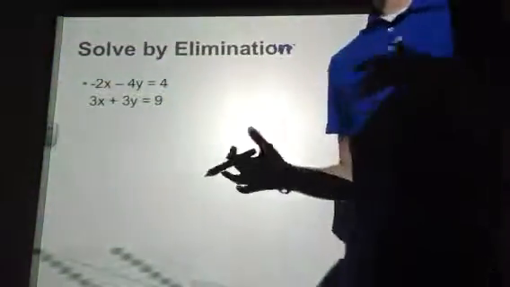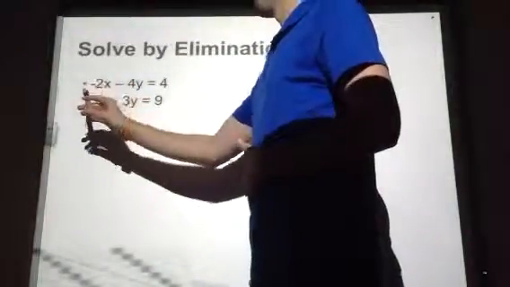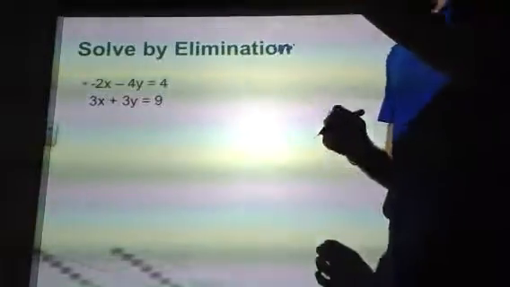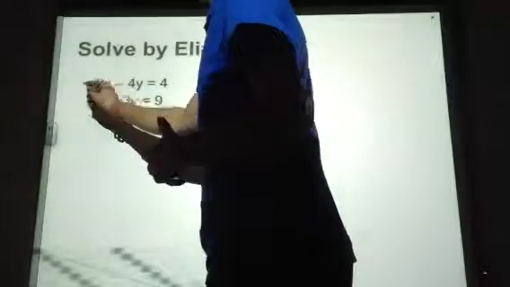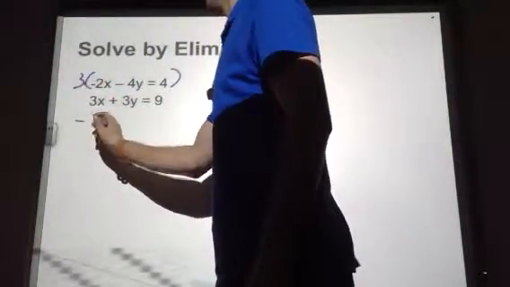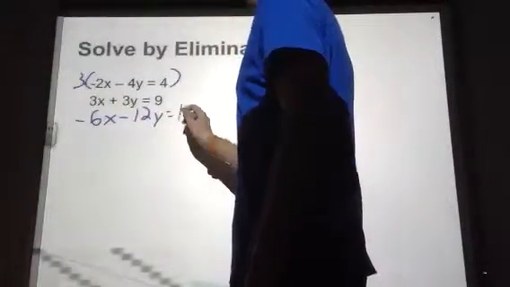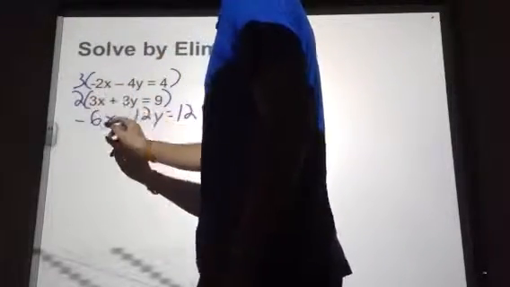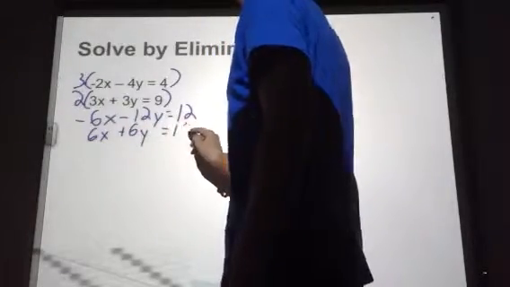So let's look at the x's this time. We canceled out the y's last time. Let's look at the x's. So -2 and 3. Think about what you multiply to each of those to get to a number where they're going to be opposites of each other. So let's multiply the entire top part by 3. So that would be -6x minus 12y equals 12. Okay? And then we'll multiply the second equation by 2. So that's going to be 6x plus 6y equals 18.